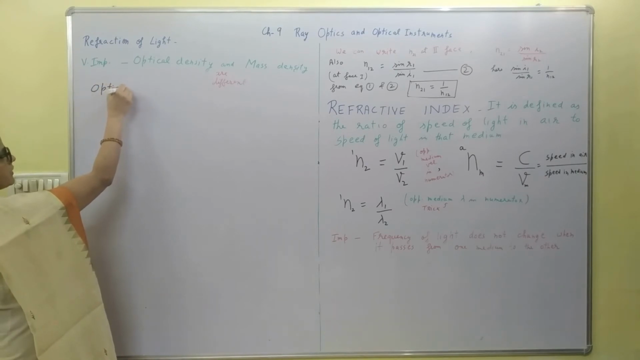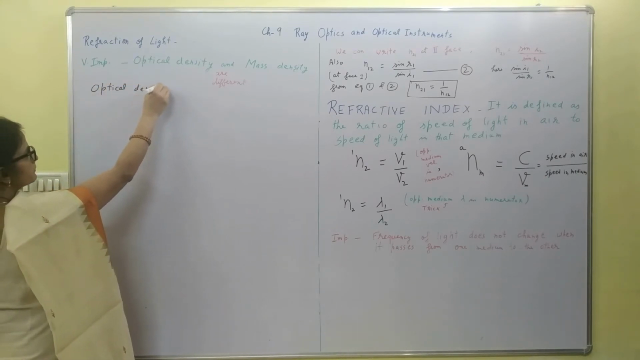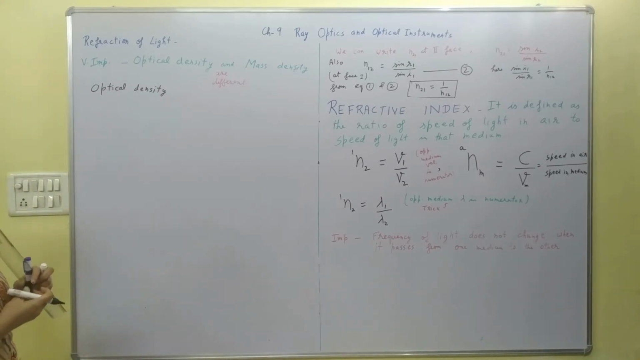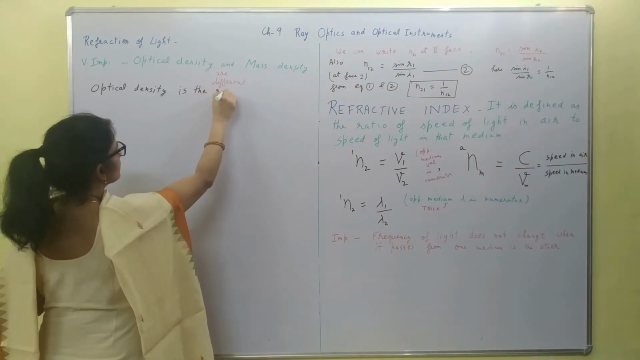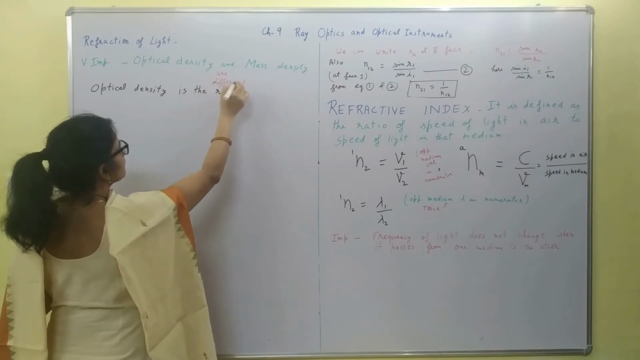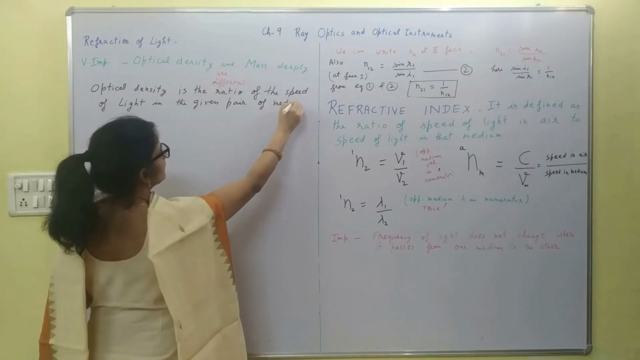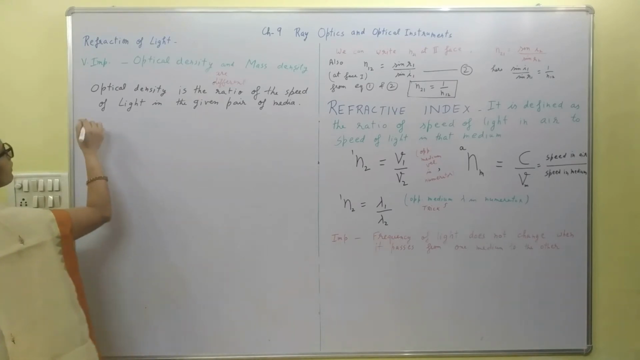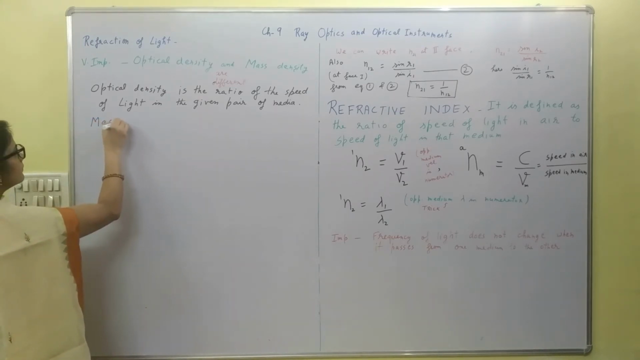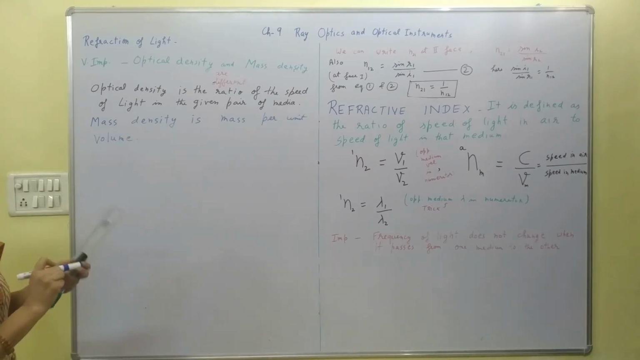Optical density is a ratio of the speed of light in the media. Right? But mass density, as you all know, that mass density is mass per unit volume. Optical density depends on the refractive index, or you can say optical density is directly proportional to the refractive index.